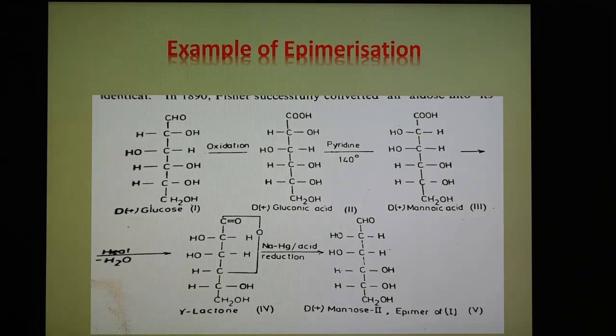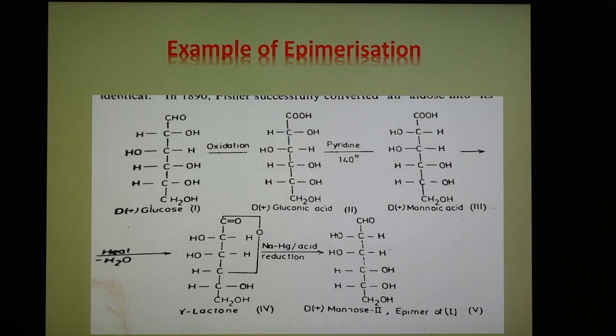For example, glucose to mannose, allose to altrose, and so on. Epimerization therefore includes inversion of the configuration of the carbon atom adjacent to the aldehyde group. The epimers can form the same osazone because only the aldehyde group and the adjacent carbon atoms are involved in osazone formation. The configuration at the remaining carbon atoms of both epimers is identical, and Fischer successfully converted an aldose into its epimer.